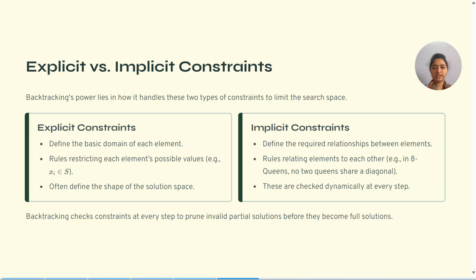Coming to the implicit constraints, they define the required relationships between elements. Rules relating elements to each other. For example, in the 8 queens problem, no two queens can share a diagonal. These are checked dynamically at every step. Backtracking checks constraints at every step to prune invalid partial solutions before they become full solutions.